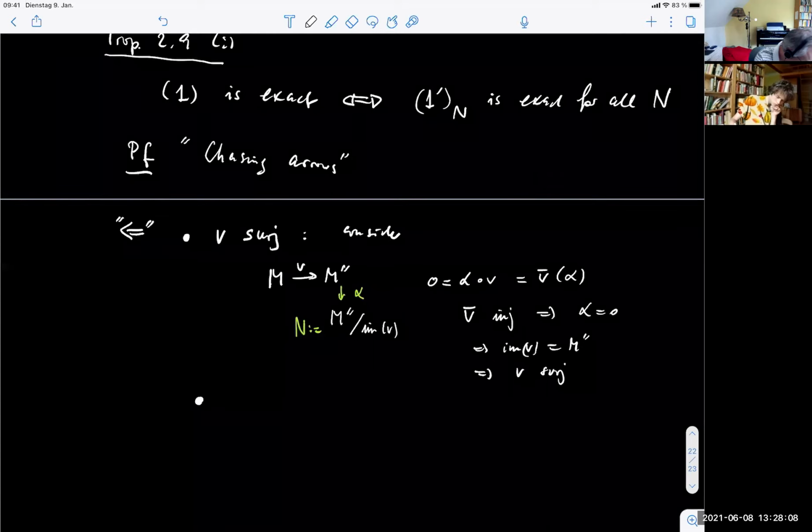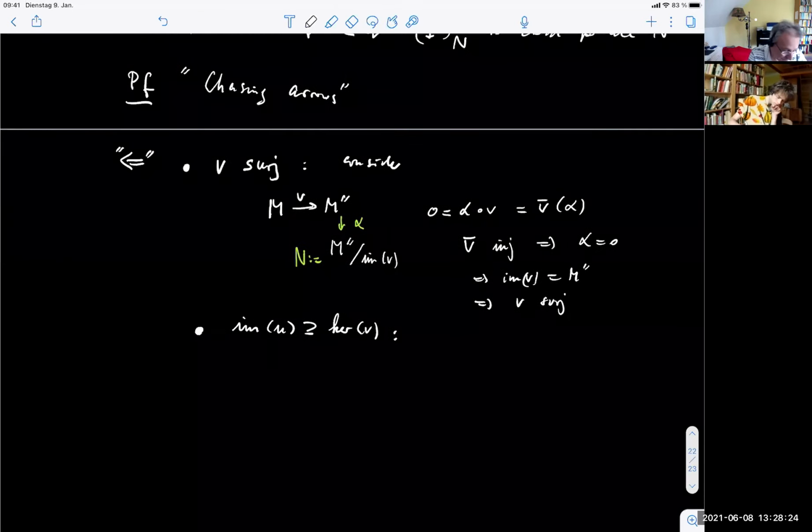Let's do, okay, I don't want to do too many of these things. It gets boring. But let's do this inclusion. The image of U contains the kernel of V. Okay, I have to show equality. Let's do first this. So, okay, I always draw the picture. So I have M prime, M, M2 prime. This is called U, this is called V.